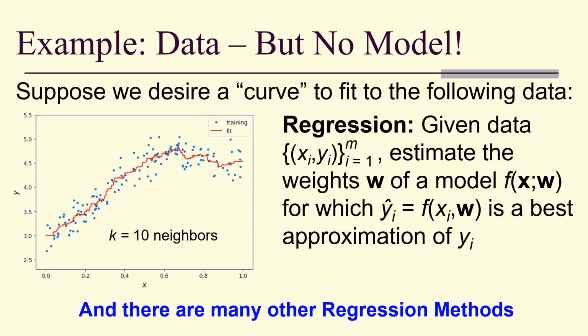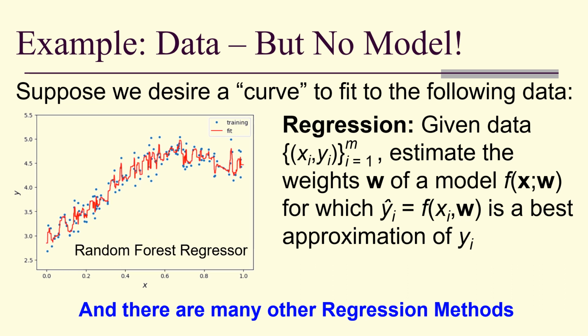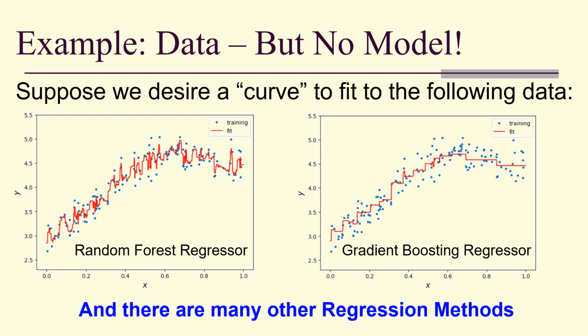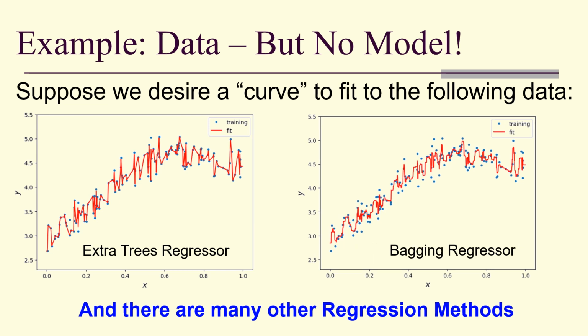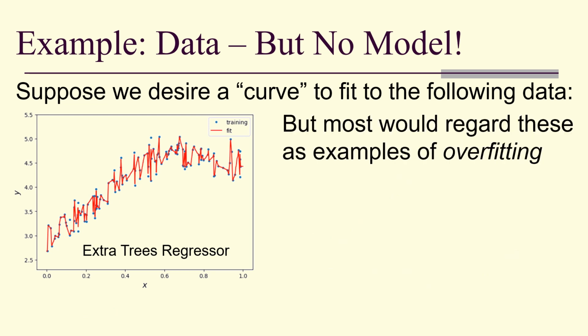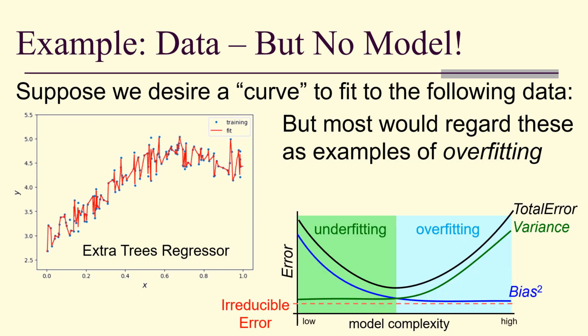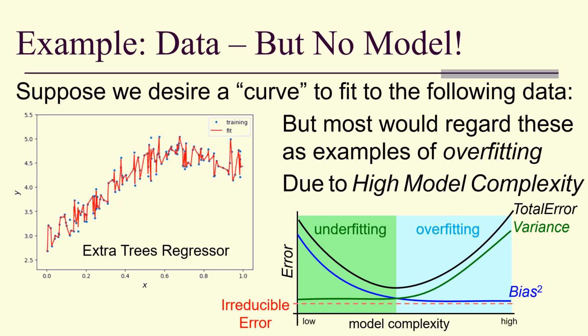There are many other regression methods. For example, random forest regressor looks like this. A gradient boosting regressor looks like this. The extra trees regressor looks like this. The bagging regressor looks like this. But most people would regard these as examples of overfitting. Again, going back to our bias variance trade-off diagram, notice that we have very high model complexity. We're going to get overfitting.